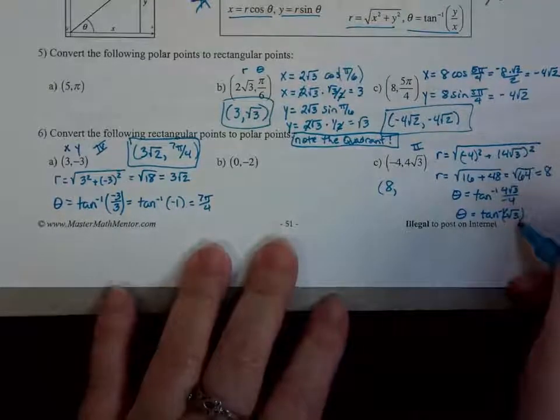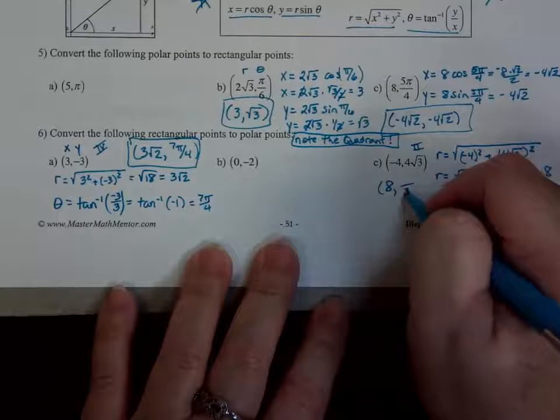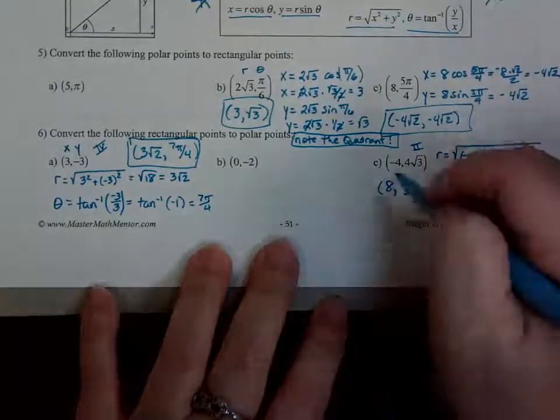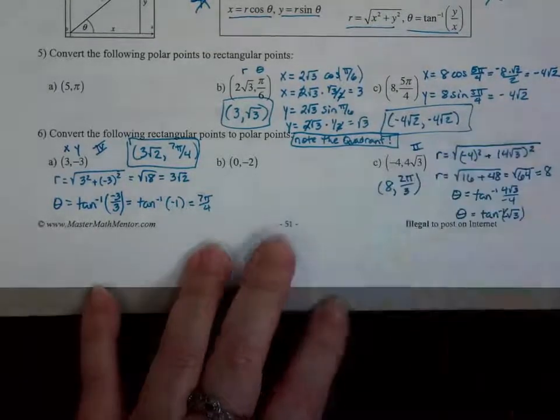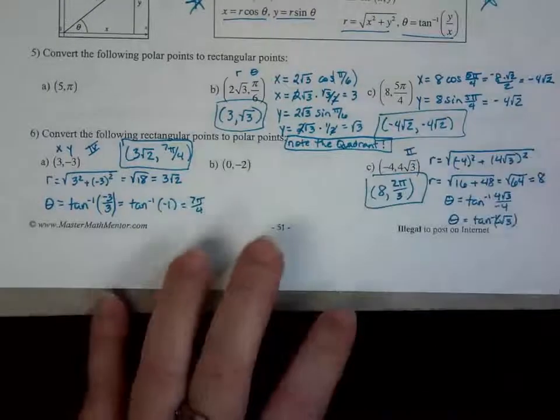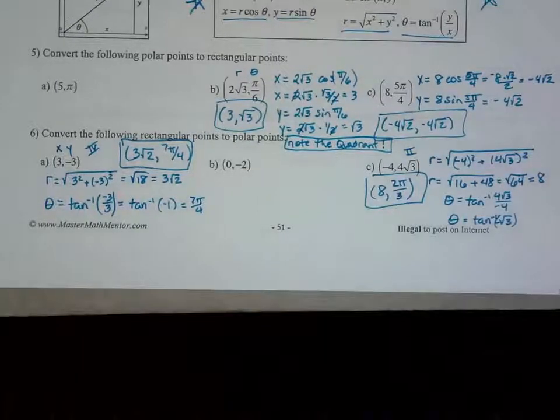So what is the pi over 3 angle in quadrant 2? It is 2 pi over 3, yes. So there's my answer. Yes, ma'am. Is it negative square root 3? Yes. When you are ready, turn the page.